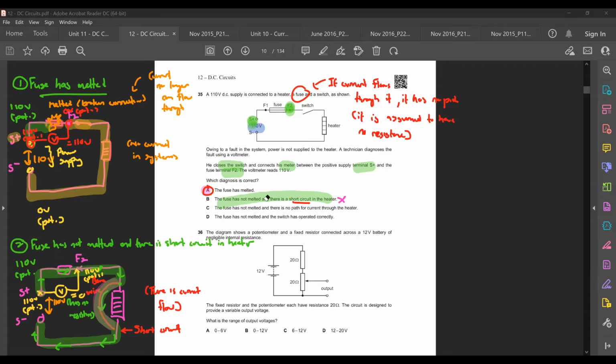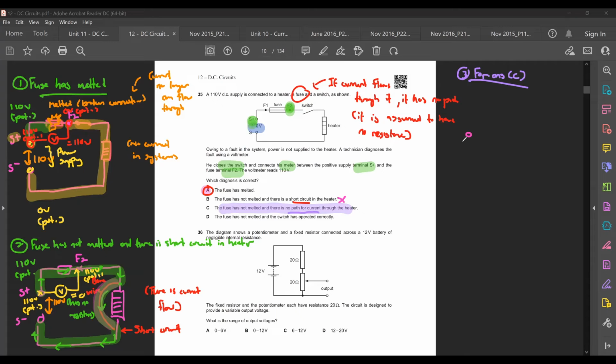How do we go and see for C? You know, this question is a bit long and tedious. Okay, now let's look for C. I'm just going to use some short form here. For answer C, I don't want to reproduce the same writing again. So they tell you the fuse has not melted and there's no path for the current through the heater. Okay, so this one will now look like this.